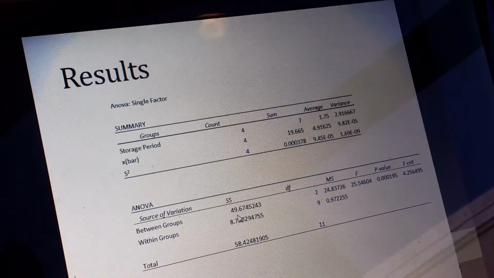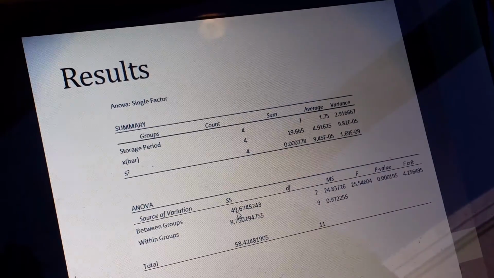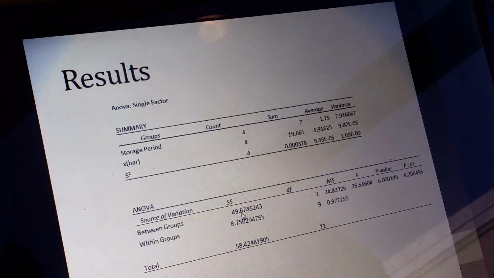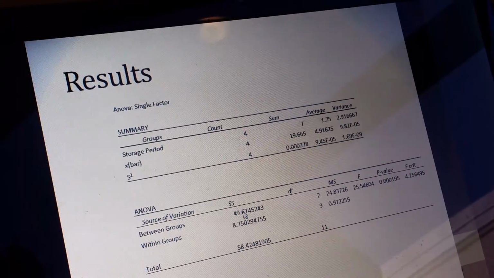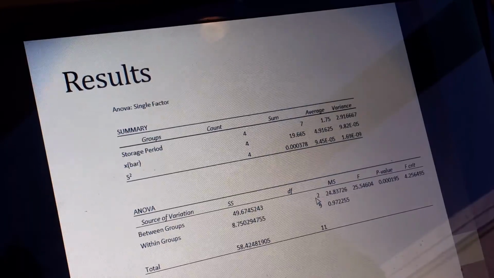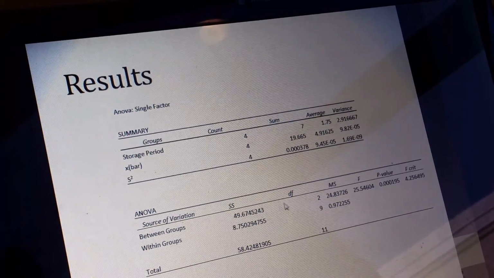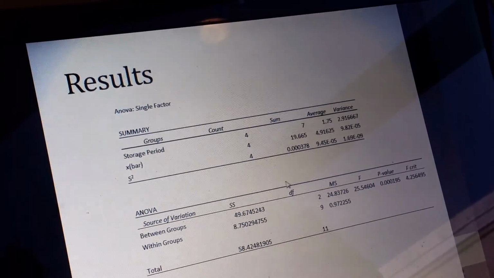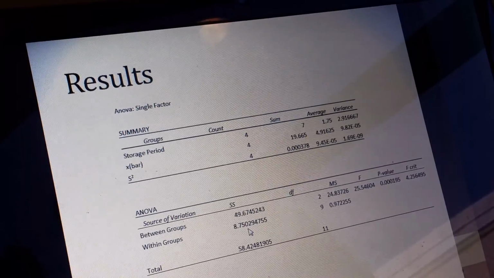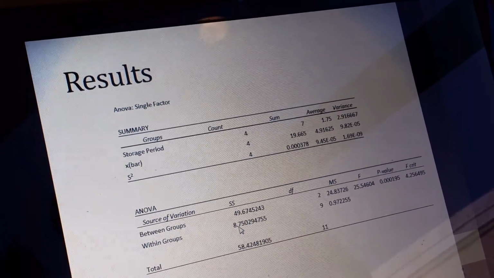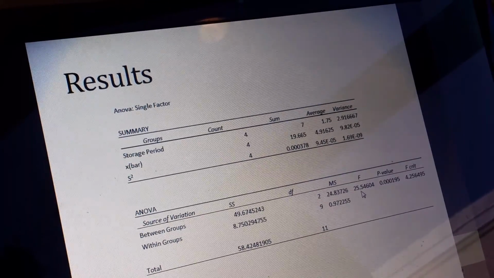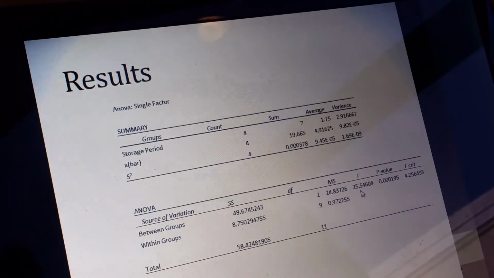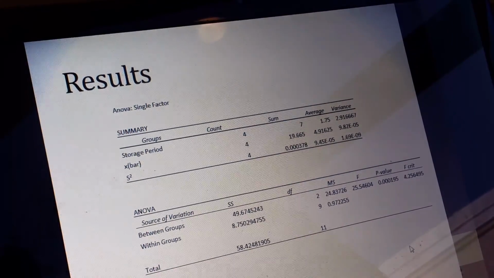Now to get the F, here's where it gets a little trickier. We divide the 49.674 by this, and whatever result we get from there, we divide by the result we get from the 8.75 divided by 9, which should give us 25.54. Now for the F critical, we simply look at the F critical table, and that's basically it.